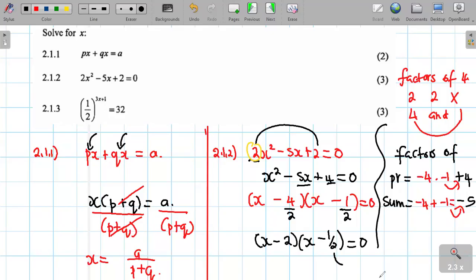But this is a fraction. I need a whole number. What I'm going to do is take this 2 here and put it here, 2x, so that I have a whole number. I do not want the fraction. So I'm going to have x minus 2 equals 0, or 2x minus 1 equals 0. I believe the rest is algebra. What is x? x equals 2, or x equals 1 over 2. This is the nicest method you ever came across.